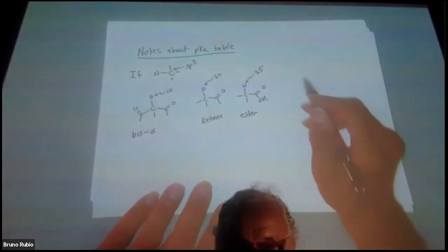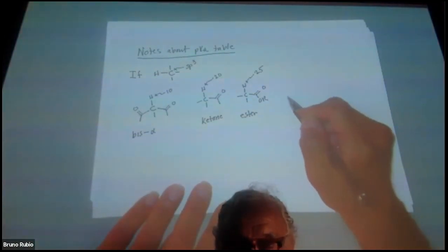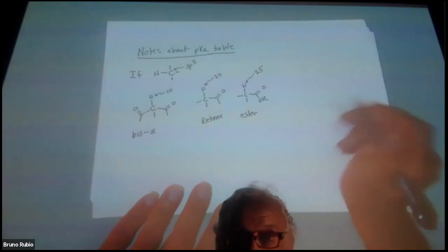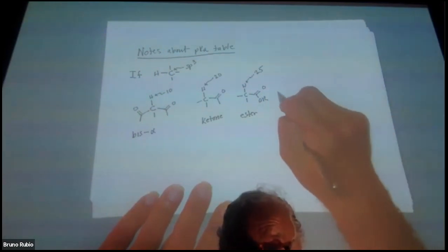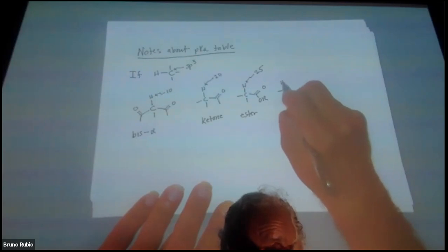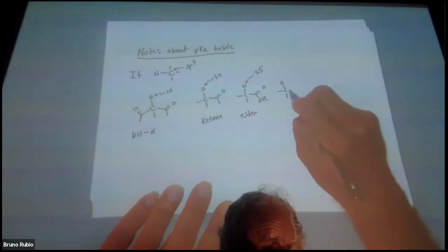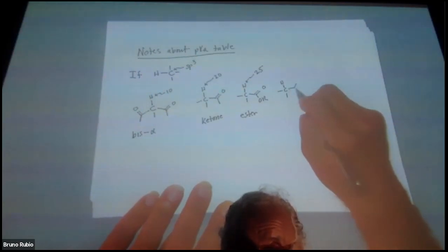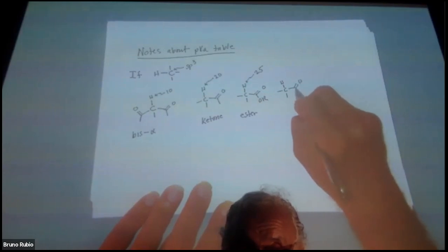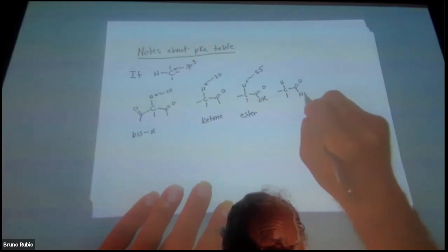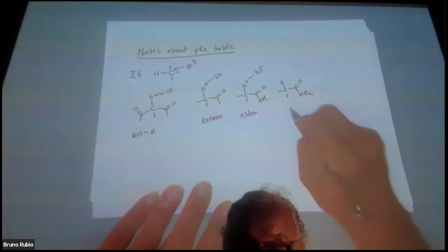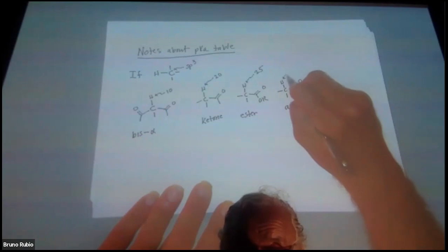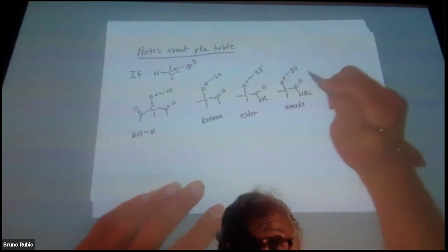All right, and then we could also have a number here for an amide, where now we still have an sp3 hybridized carbon, but now it is the sp3 hybridized carbon which is next to a carbonyl, which is part of an amide. This guy is at about 30.